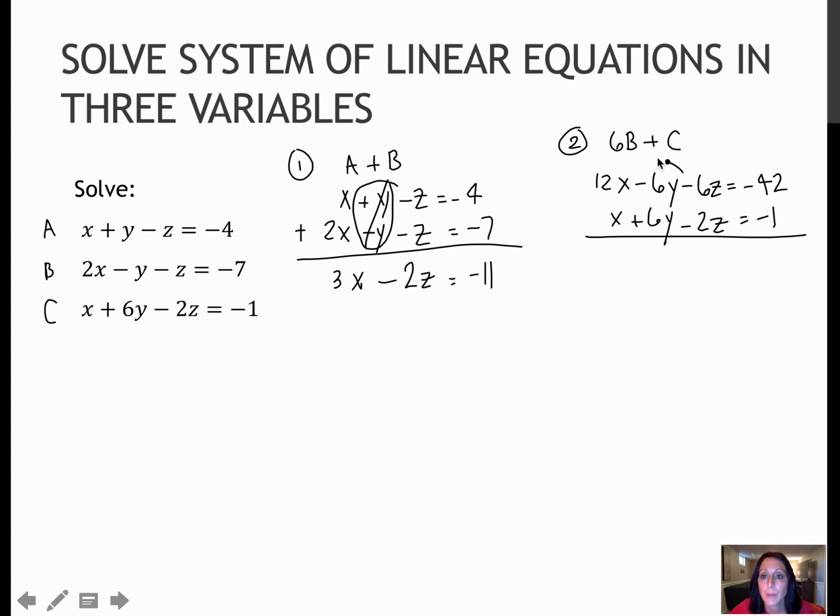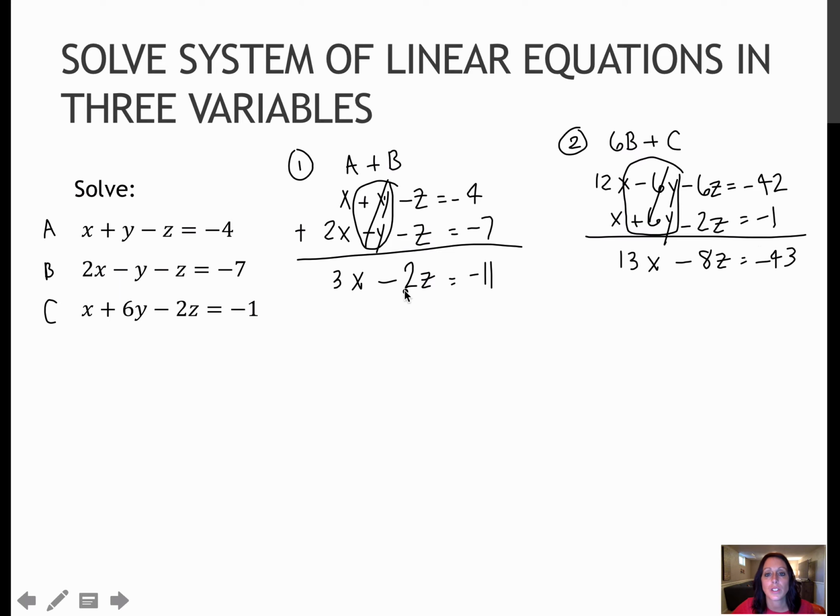Again, why did I do that? Because I wanted to get rid of the same variable that I eliminated on my first step. 6y and -6y cancel. That gives me 13x minus 8z equals -43. So once I've gotten to this point, the rest is pretty straightforward.